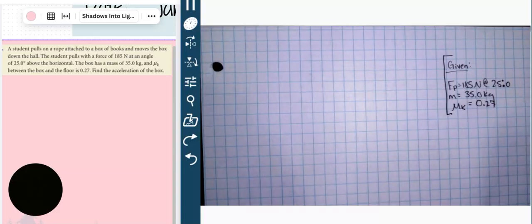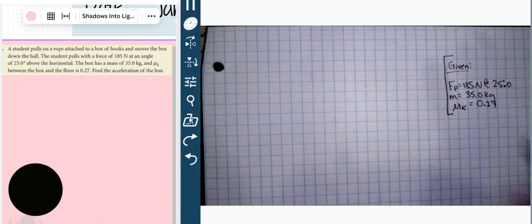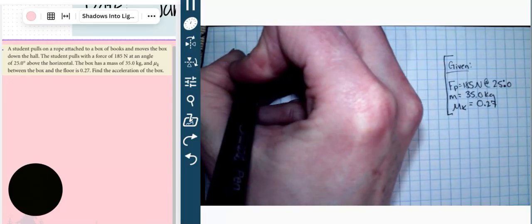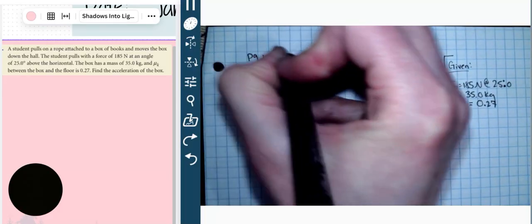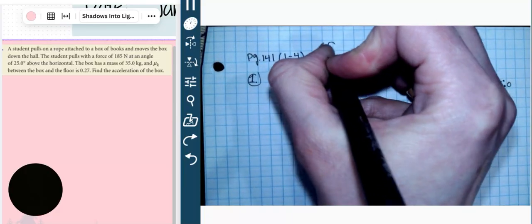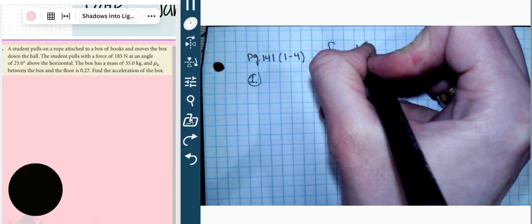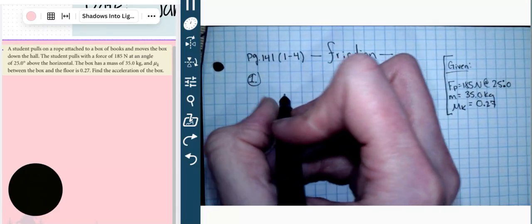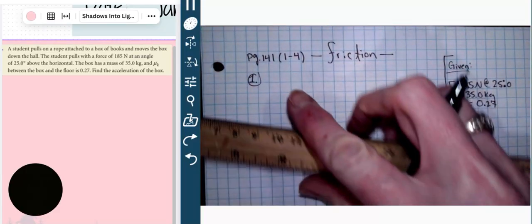Now I'm going to go ahead and write. So again, this is number 1, page 141 in your physical textbook. 1 through 4 is what was assigned. Again, these are your friction problems. So number 1, let's draw a picture. The hallway is flat. They made this one easy for us.